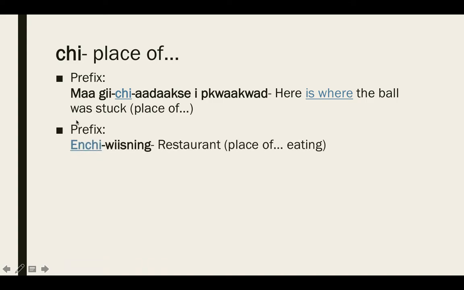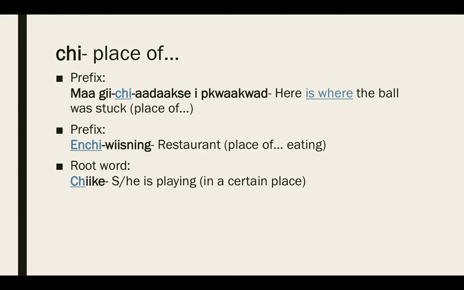And so another prefix version, enchawisning, means restaurant, so place of eating. So wisne refers to he or she's eating. And so encha is our prefix for making it place of. And then our velar consonant is indefinite actor, B form. And so sometimes you might hear this encha. The CH can be swapped out for a J sound, as is pointed out in our sound chart.